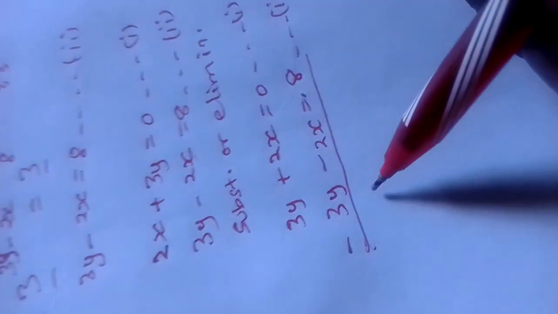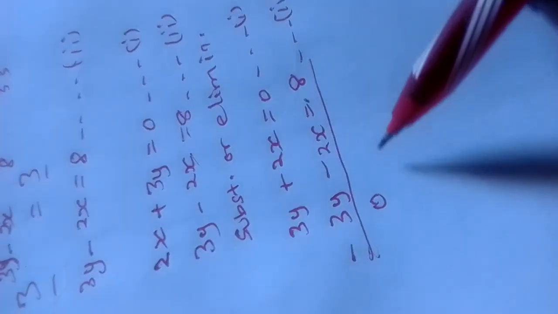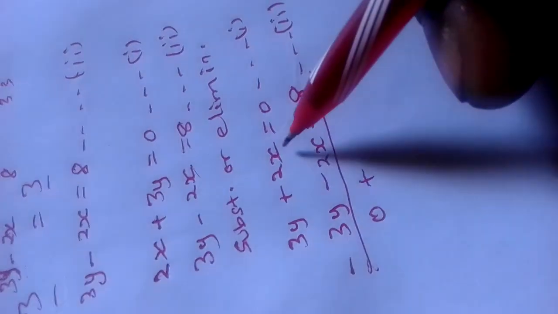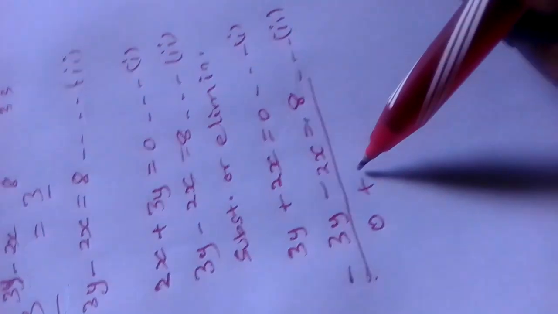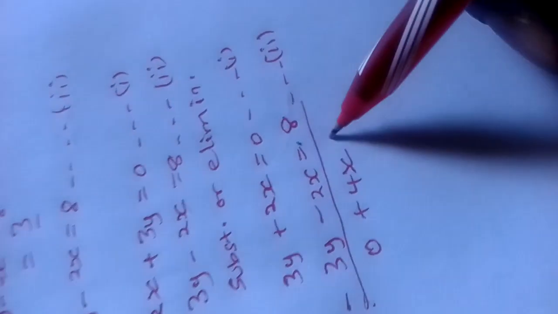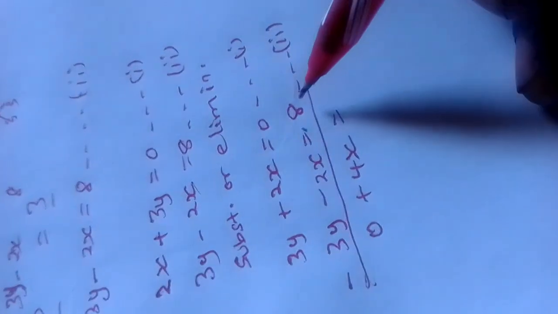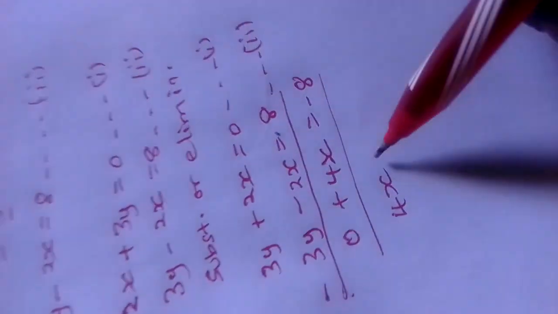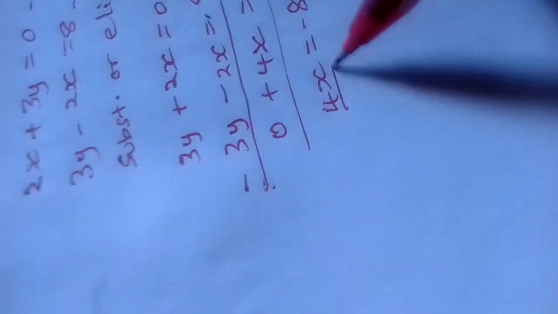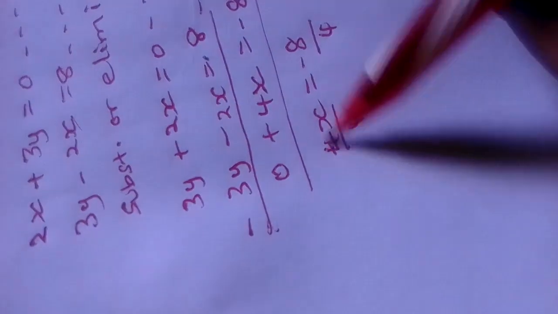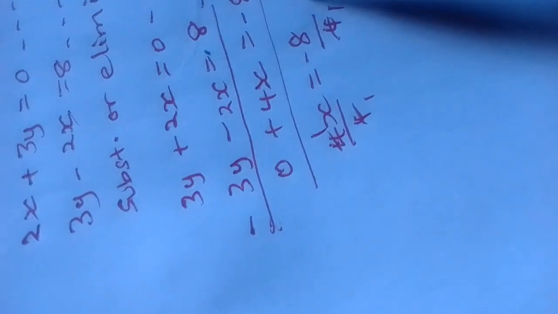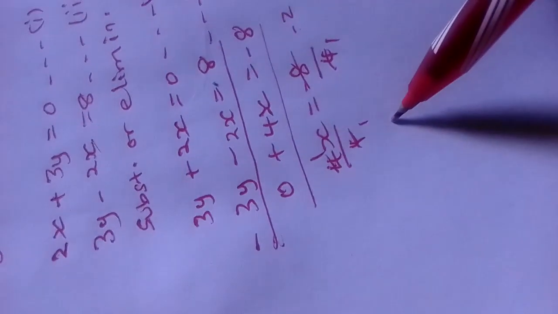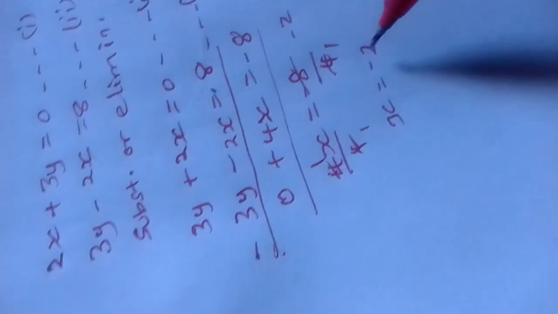So we can eliminate by subtracting: 3y minus 3y is 0. 2x minus negative 2x becomes 2x plus 2x, which will give us 4x. On the other side, 0 minus 8 becomes negative 8. So we are left with 4x is equal to negative 8. We divide both sides by 4 so that we can get our x, and we remain with negative 2. So we get x is equal to negative 2.